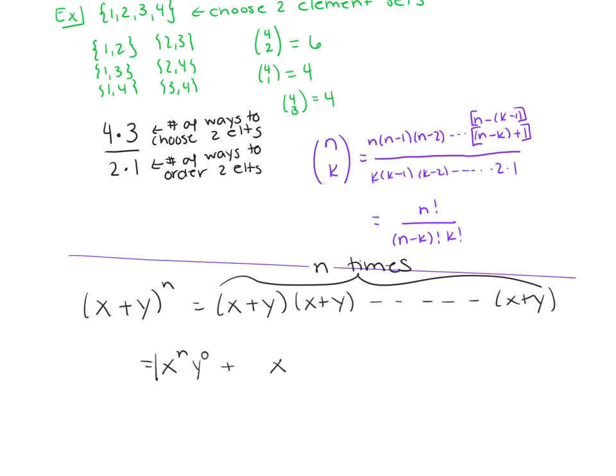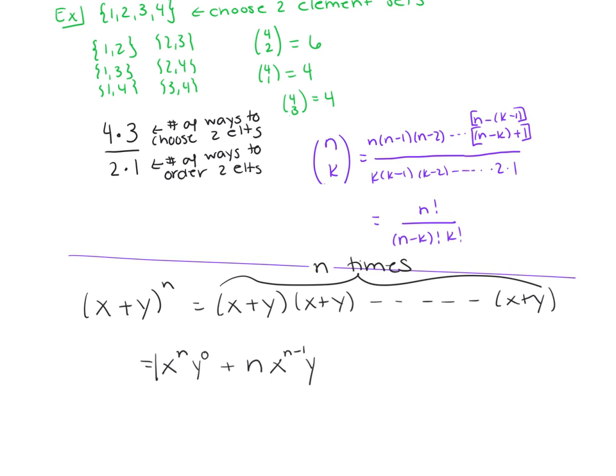Isn't it y to the n? Actually, the next one was to have a single y and an x from all of the other binomials. And there are n ways to do that, because I could have chosen this y or this y or this y and then everything else x. So there are n different terms you're going to get out of the multiplication that have n minus 1 x's and 1 y. Still with me?